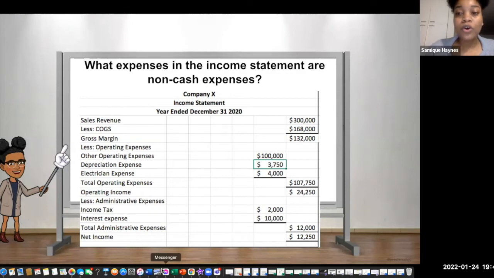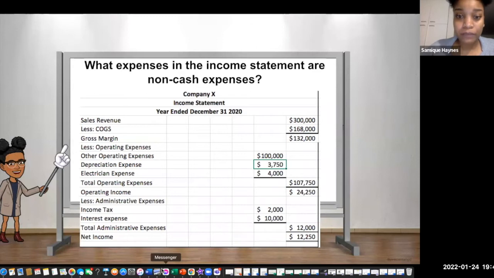Okay. So the answer is we have to add it back. We add it back because we're trying to get closer to how much cash we actually have. And because the depreciation expense has nothing to do with cash, we're going to increase the net income figure by 3,750. We are now a little bit closer to what the cash is in our business. Do we understand that part?